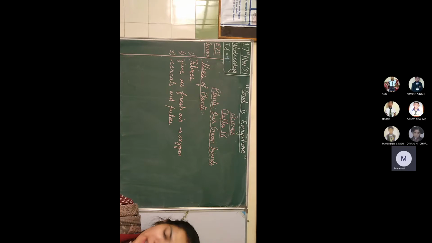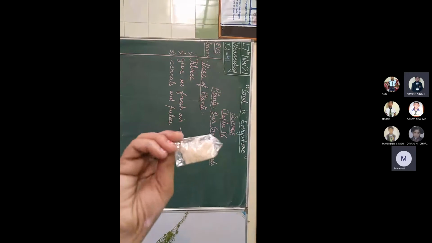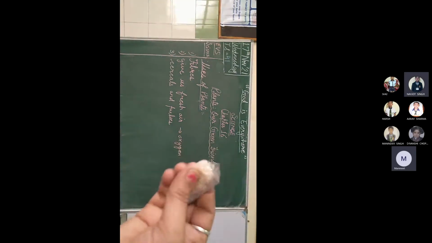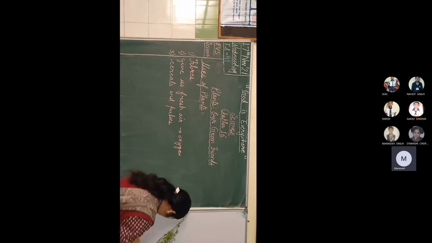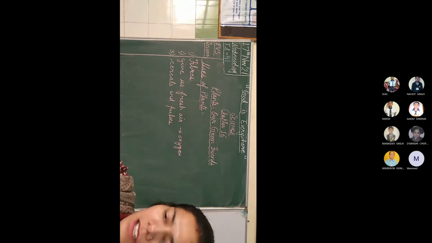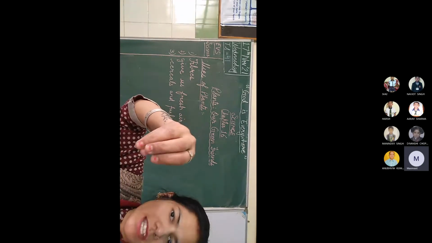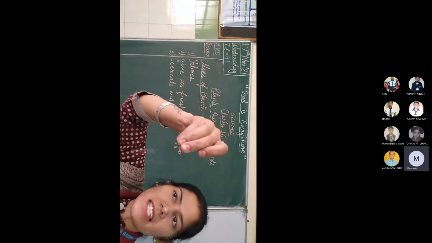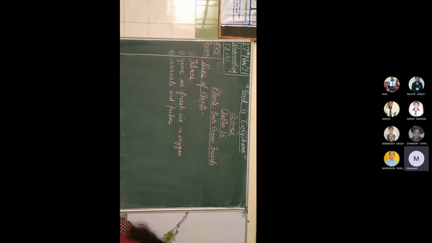Should I open it? Okay, online students, is it visible to all of you? I am having rice in my hand. See, these are your rice, very small ones, which we eat. So these are what we call cereals. Next, we have some pulses also.